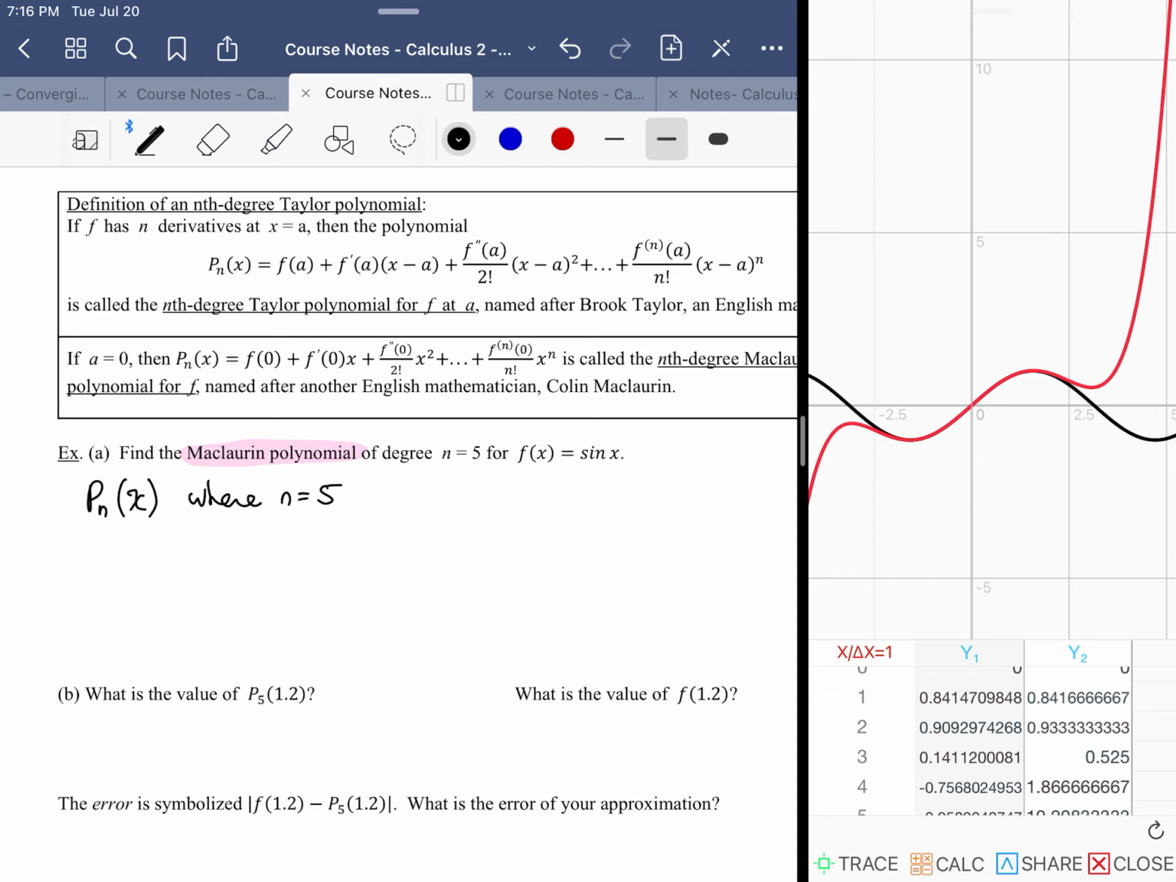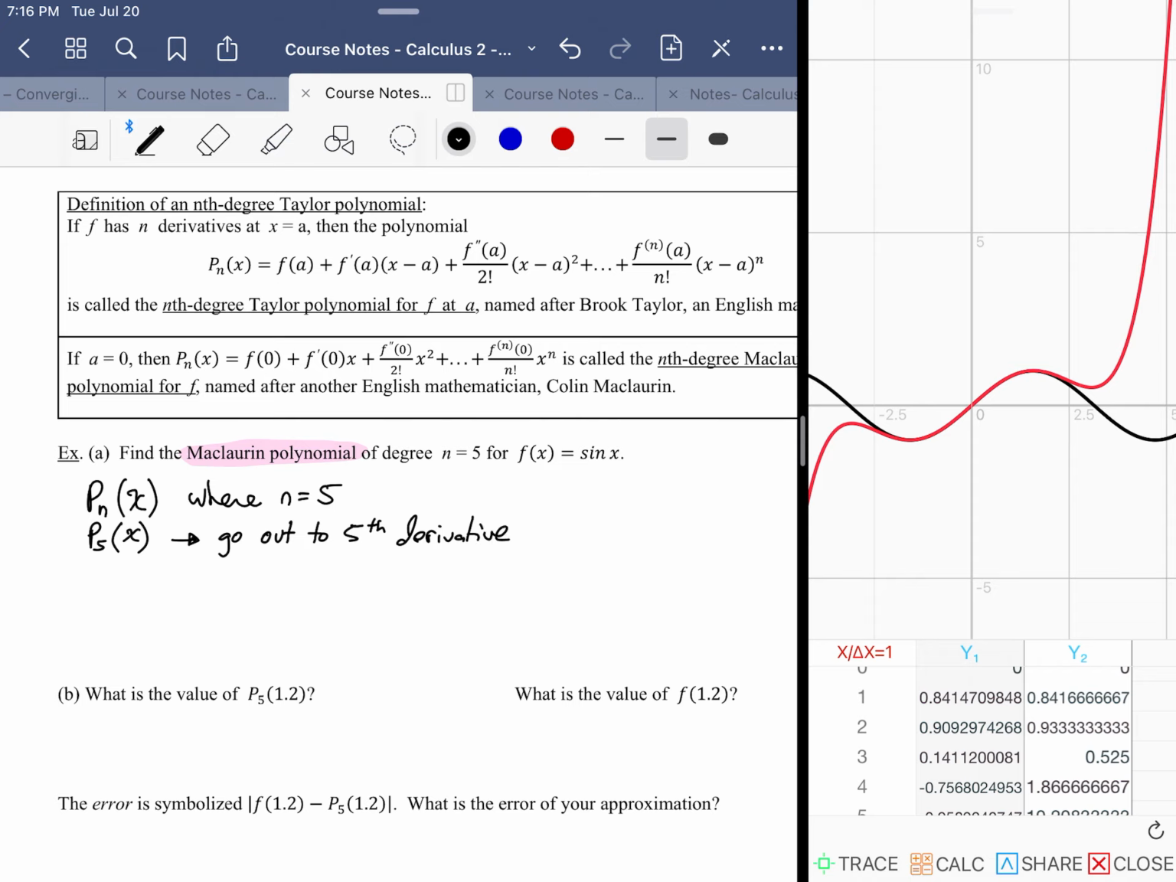then what I'd have to do is really just carry out the Taylor polynomial until you have an n value, and that n represents the level of the derivative. I would need to keep going until I got to the 5th derivative of the given function. All right, so p5 of x means that we have to go out to the 5th derivative.